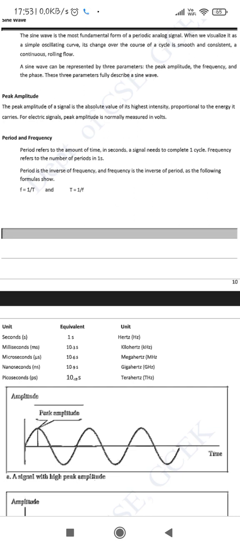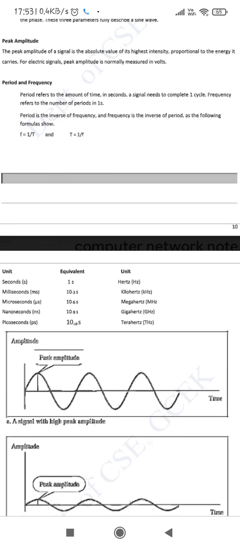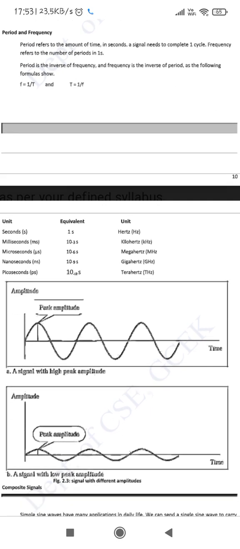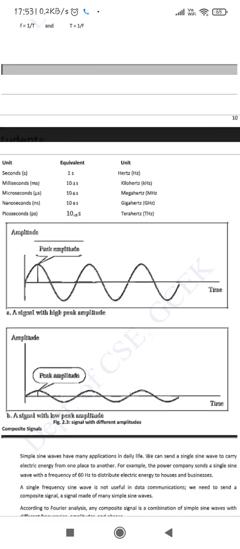Units and equivalents. The second is equivalent to 1 s, and the unit of frequency is hertz. These are the units and their equivalents. This is the block diagram of a signal with high peak amplitude, and this is a signal with low peak amplitude.